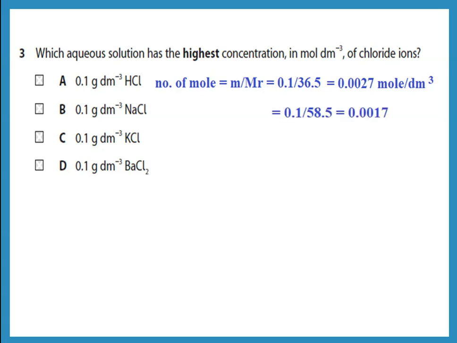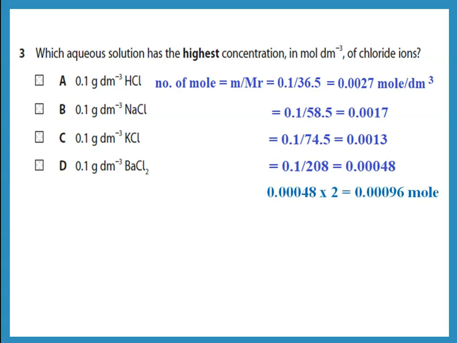Now, the next one will give the number of moles. We're dividing 0.1 by the molecular mass of sodium chloride, and so on. That will give the number of moles of chloride ions. For barium chloride, remember that barium chloride actually has 2 chloride ions per molecule. So if I get the number of moles of molecules, then I need to multiply it by 2 to get the number of moles of ions. Then looking at all of these answers, which one has the highest concentration? Well, HCl will have the highest concentration.